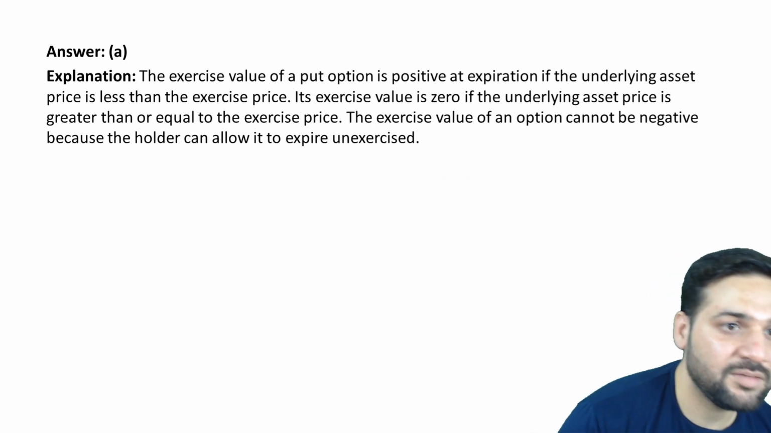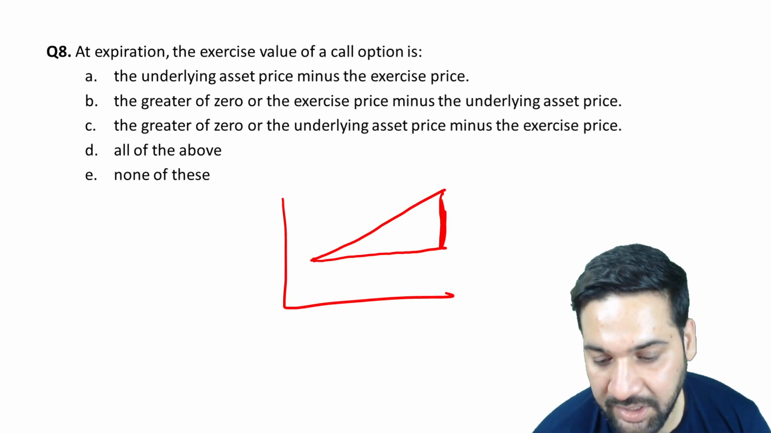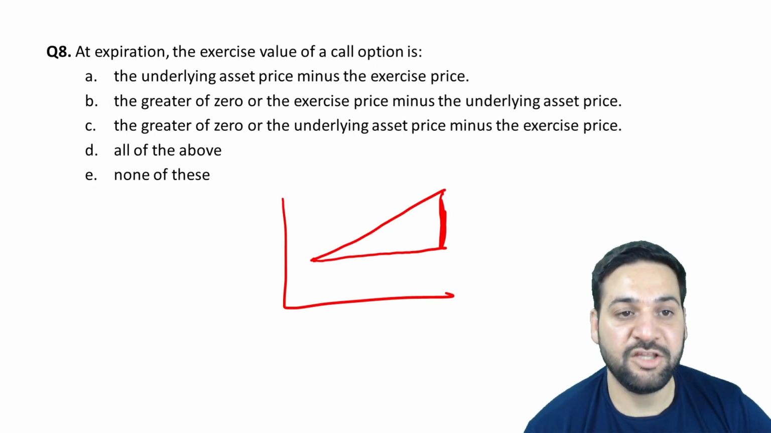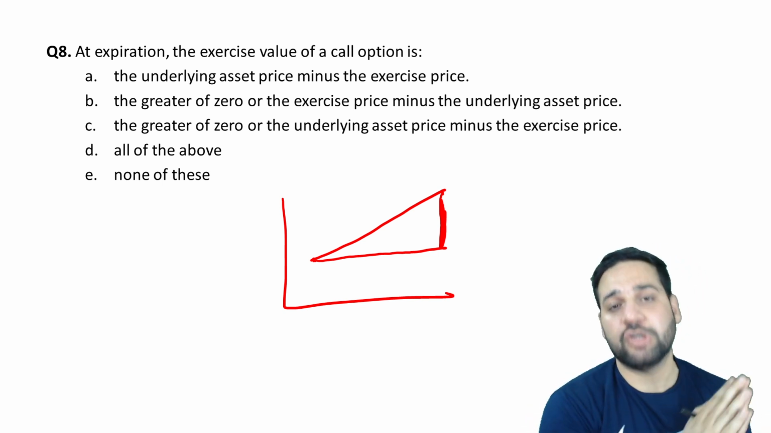Somebody is saying 7th card D. No, 7th card D is not correct. So, if somebody knows the correct answer, at expiration, the exercise value of a call, please watch the complete videos on my course.